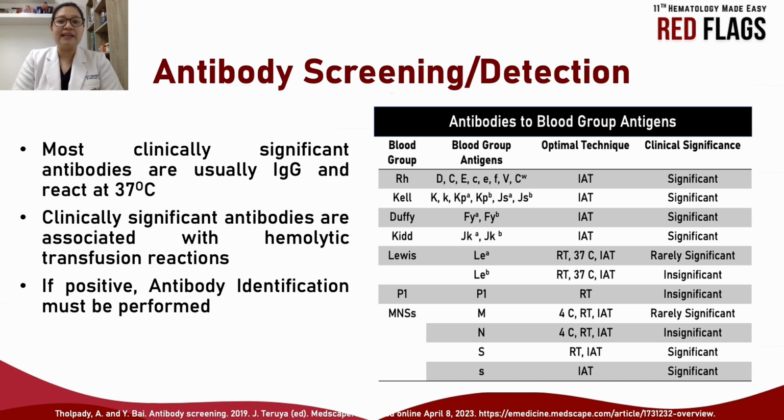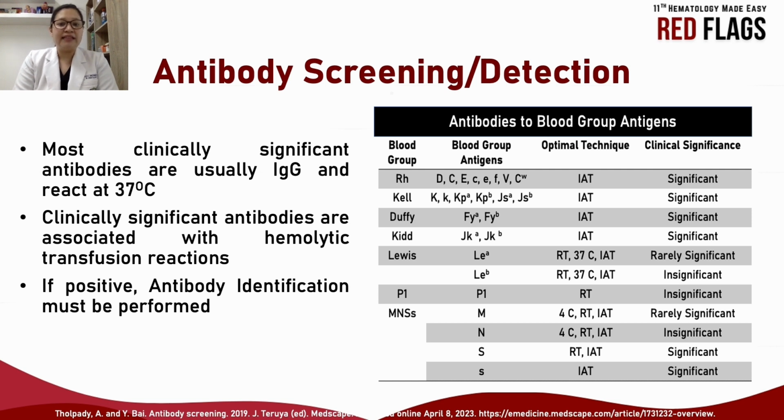Clinically significant antibodies are associated with hemolytic transfusion reactions. IgM antibodies are generally considered to be less significant than IgG because they are reactive at room temperature but not body temperature, and therefore rarely cause hemolysis in vivo. If antibody screening detects one or more antibodies in the patient's plasma, further testing is performed to identify the antibody or antibodies via antibody identification.